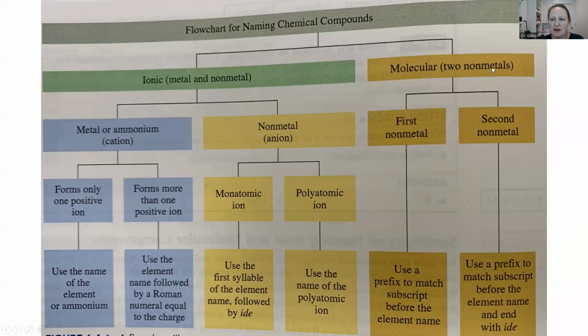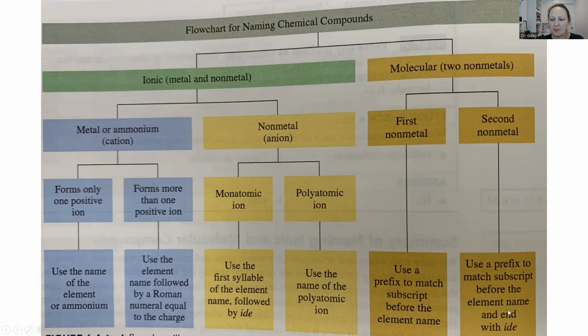So we have the first nonmetal and the second nonmetal. And we are going to be using prefixes to match the subscript before the element name. And that's because there are multiple ways that nonmetals can combine in order to make molecular compounds. So it's important that we use these prefixes to denote how many there are. And that'll make more sense once I show you an example of what I'm talking about here. The second nonmetal, we still are going to use a prefix.